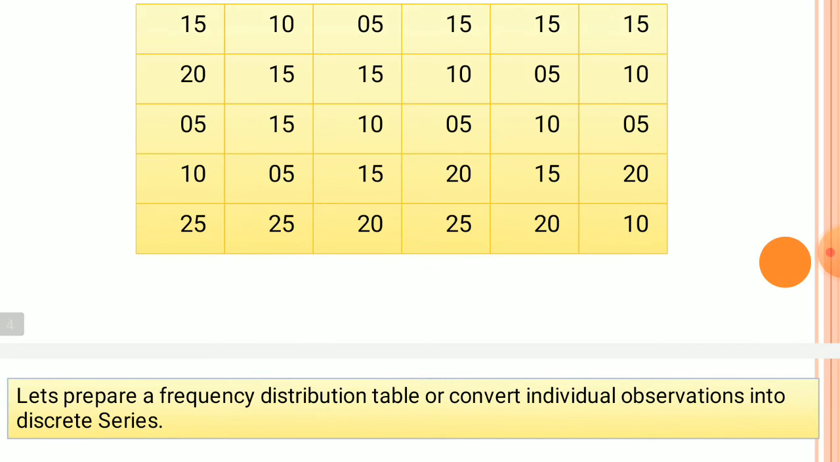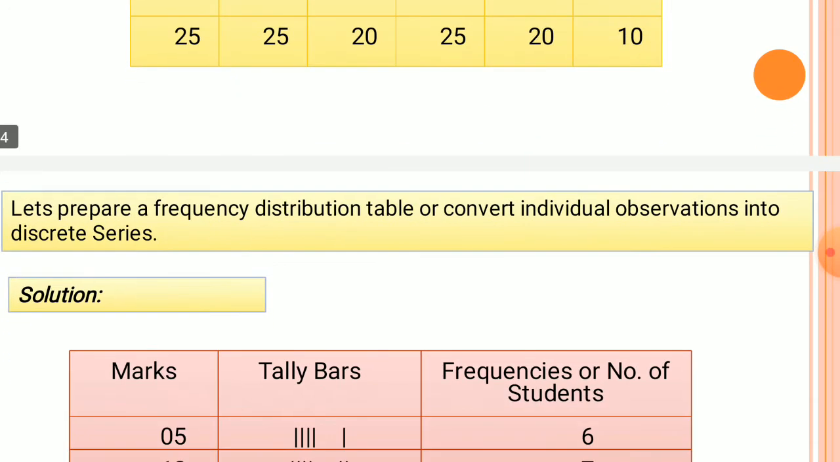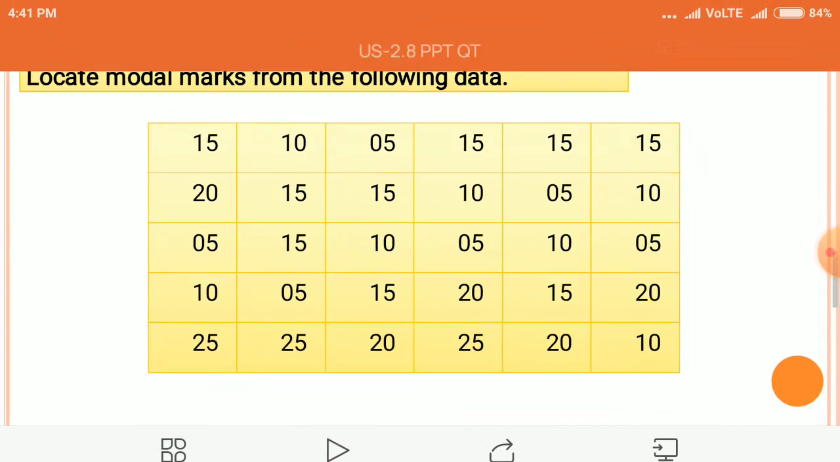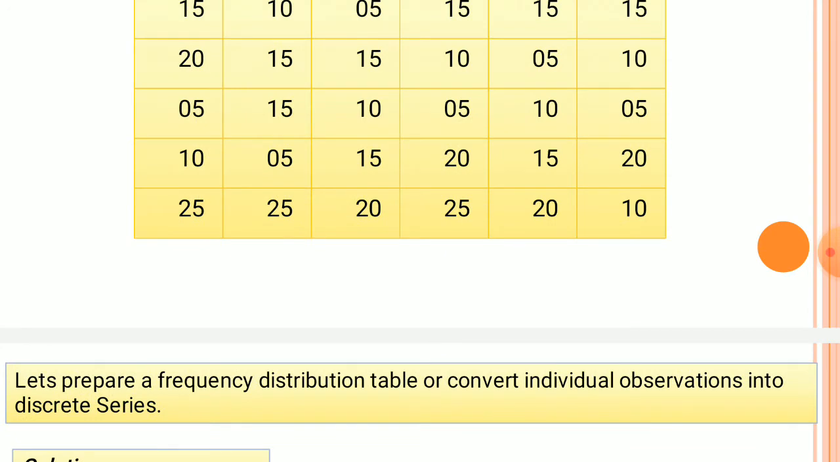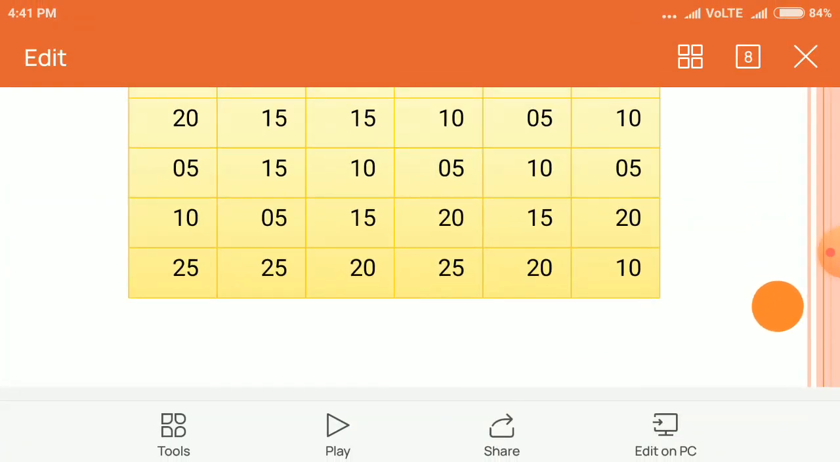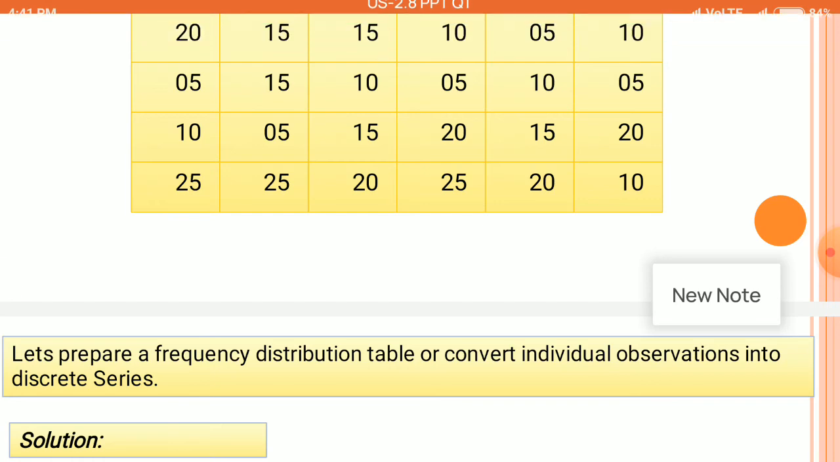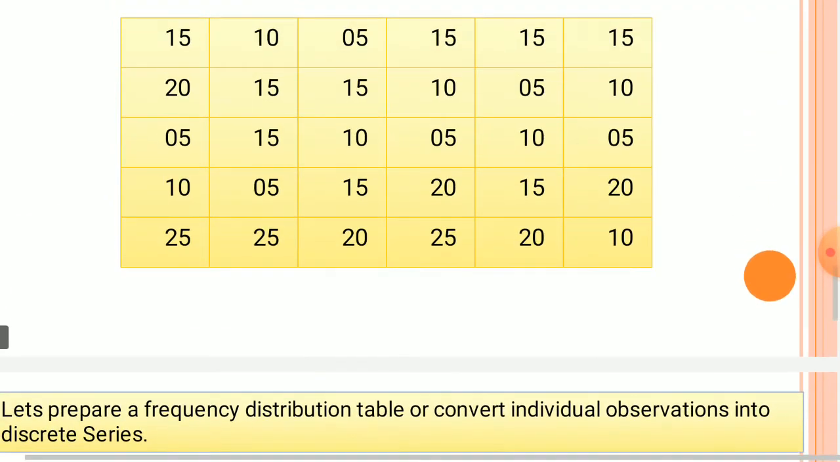So first we have to prepare a frequency distribution table, or convert individual observations into discrete series. So let's prepare a frequency distribution of marks. From lowest to highest marks we have to take into account: 5 marks, 10, 15, 20, 25, and so on. Here we take the numbers given in this data only one time. 5, 10, 15, 20, these four numbers are given in this data, but these numbers have repeated more number of times.